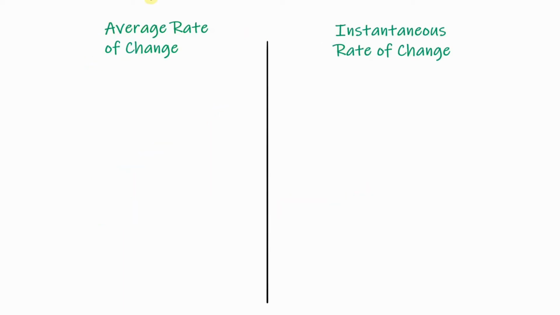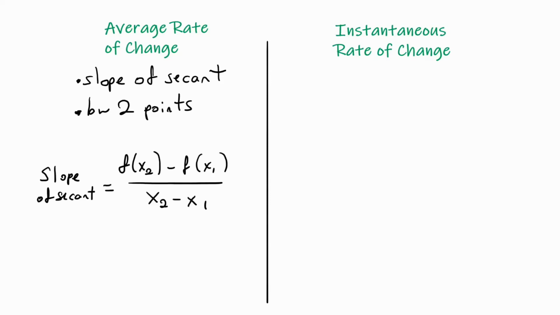Now onto the average rate of change and instantaneous rate of change. I'm just going to separate and differentiate between what those are. Average rate of change, we're already familiar with it. It's the slope of the secant, and it is between 2 points. Just like we did, we found the formula for slope of secant to be f(x2) minus f(x1) over x2 minus x1. We are already familiar with these.